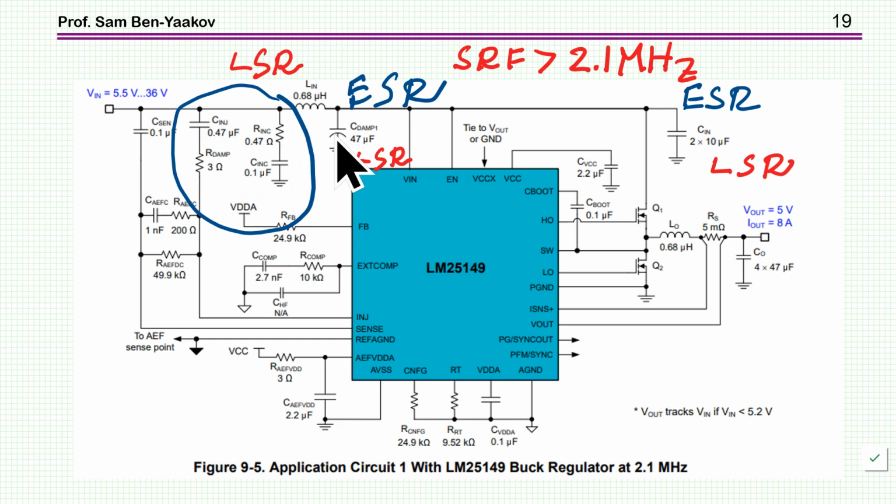Now another issue is the self-resonant frequency of these capacitors. This switching regulator, which is a synchronous buck, operates at 2.1 megahertz. Obviously the self-resonant frequency of this capacitor has to be much higher than that, otherwise it will not act as a capacitor at all. So this is something to watch when you are selecting these components for this design.